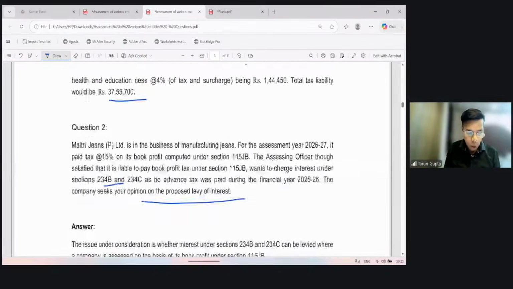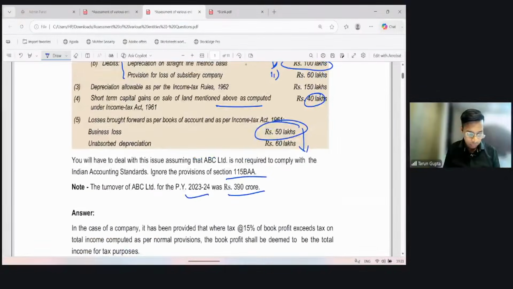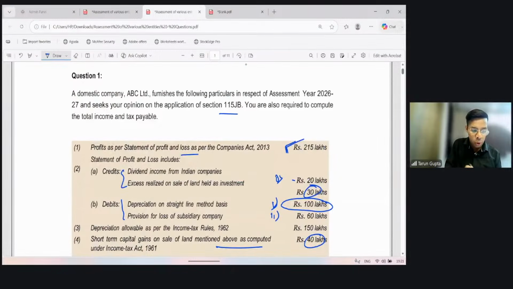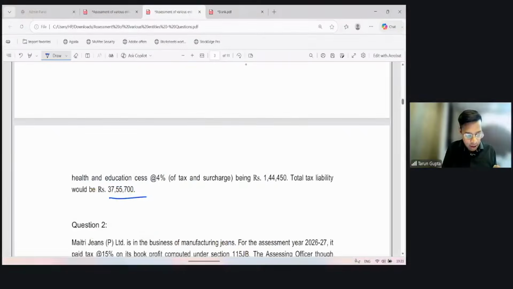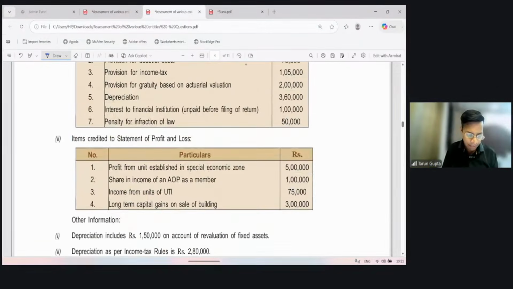See, in question number 1, the requirement was to compute total income and tax payable. So I was required to compute tax under normal provisions and under MAT, and on comparison of both, I can come to a conclusion on the amount of tax payable. But here the question specifically asks me to compute MAT under Section 115JB. So I only have to compute the book profit and then apply 15% on such book profit, as the case may be.